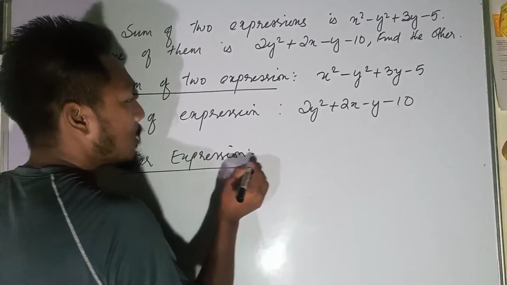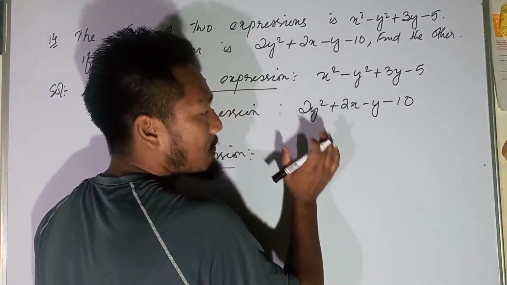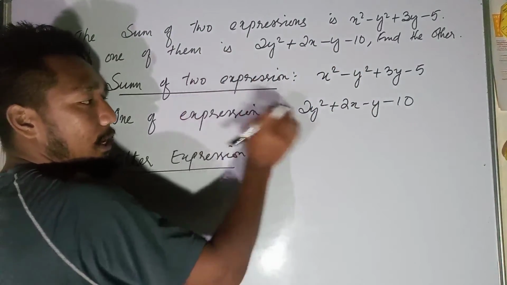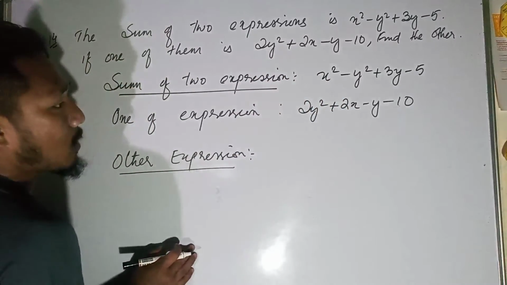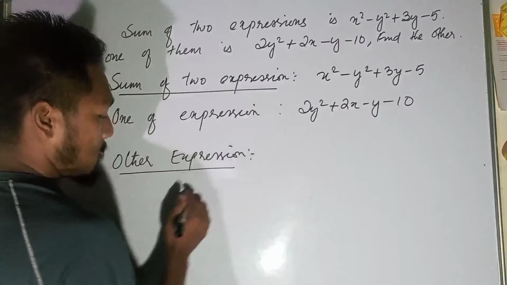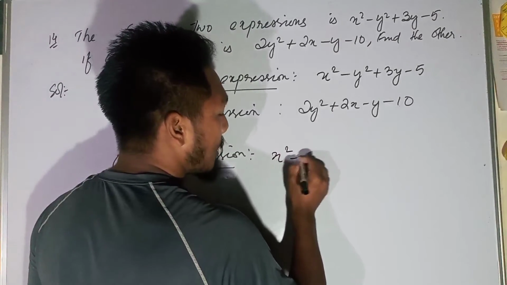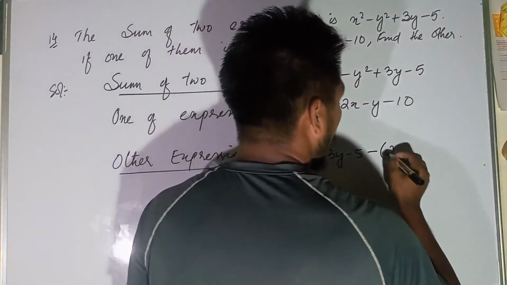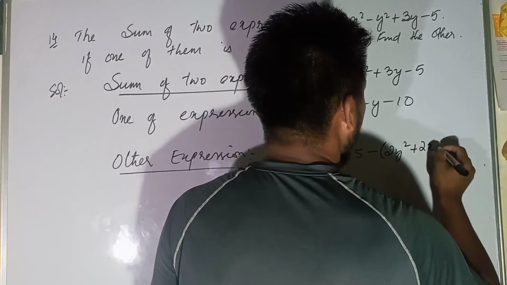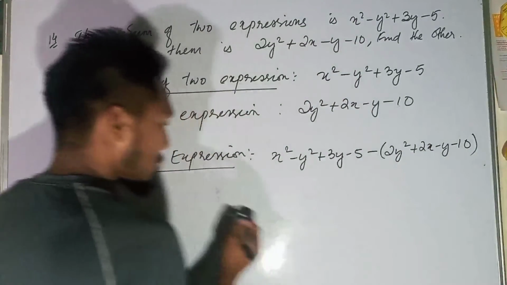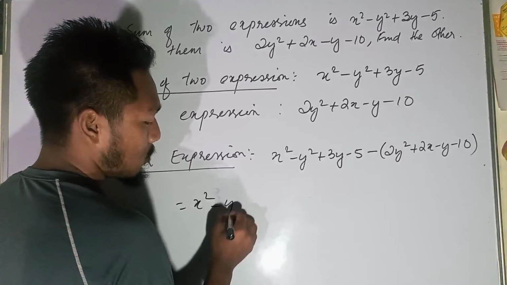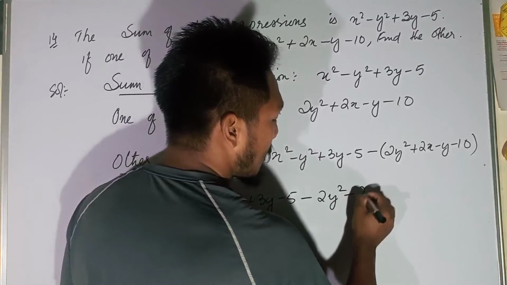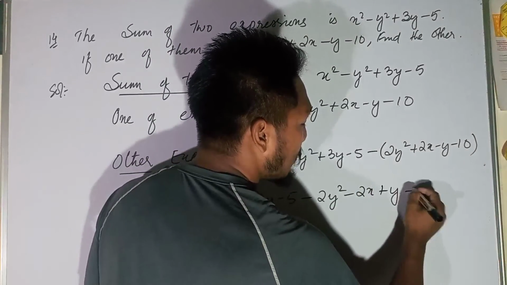What does the question say? If I add this number and one more number, I will get this number. Which number do I have to add to get this one? In order to find it, I have to subtract this one from the sum. So x squared minus y squared plus 3y minus 5 is subtracted by 2y squared plus 2x minus y minus 10. So what is the answer? x squared minus y squared plus 3y minus 5 minus 2y squared minus 2x plus y plus 10.